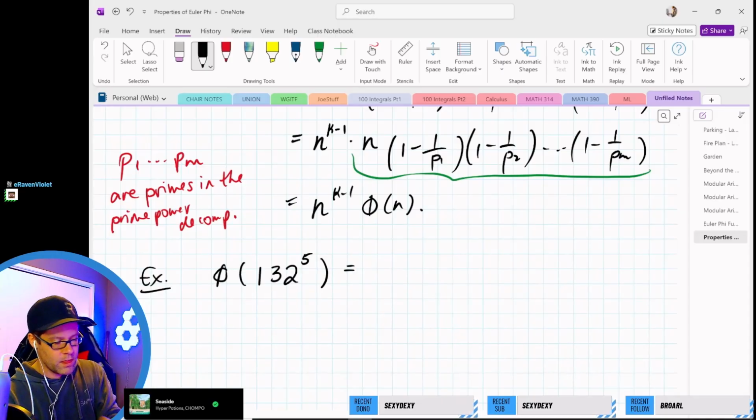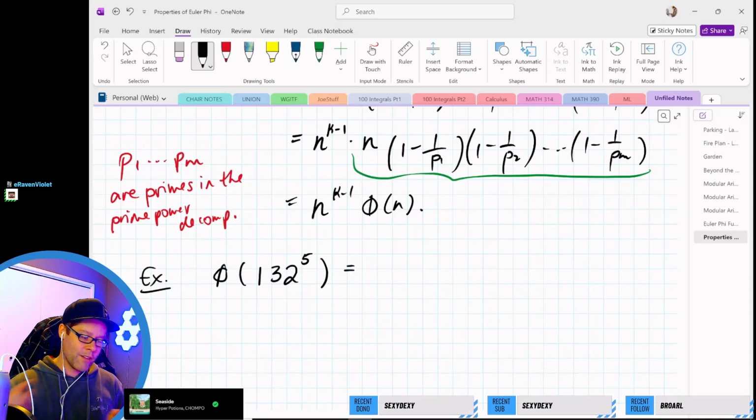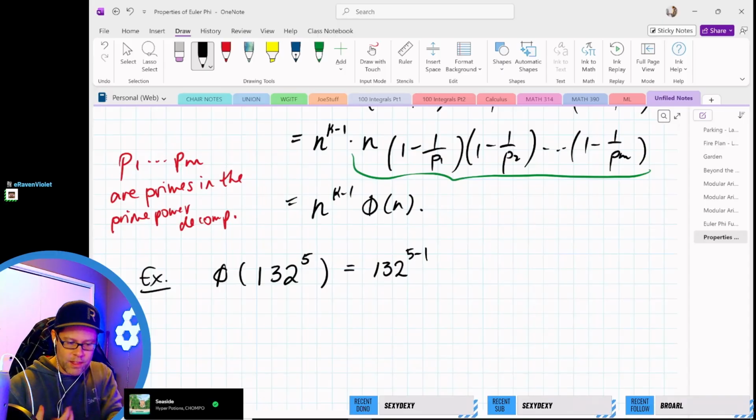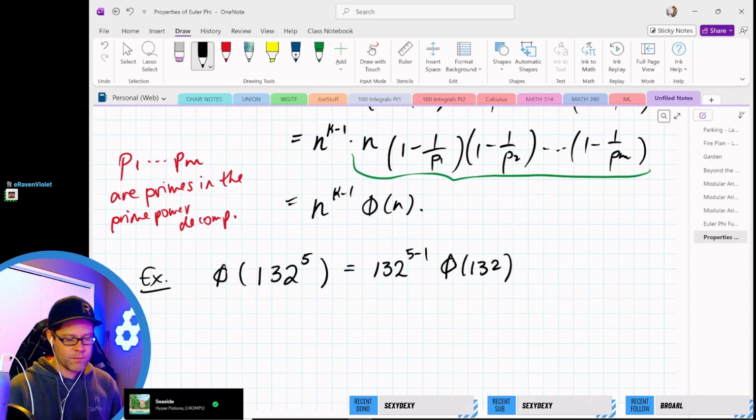Well, the property above says, okay, I have this to the power of 5. I need to actually do 132 to the 5 minus 1, and then I need to find phi of 132. So that's what the theorem up top says, or the property up top says.